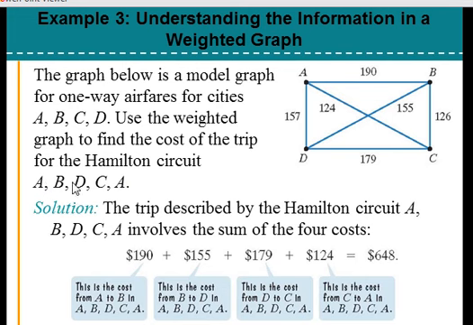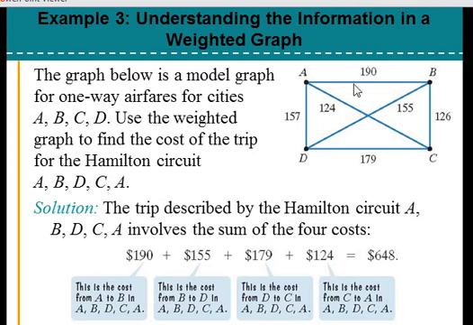The Hamilton circuit is A to B, B to D, which goes across here, which is 190 plus 155, D to C, 179, and C to A, 124. So that's what you have there. The trip described by the Hamilton circuit A to B, B to D, D to C, C to A, because you have to end up where you started, involves the sum of four costs.